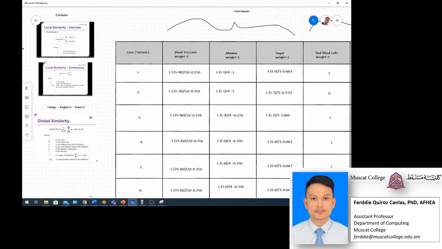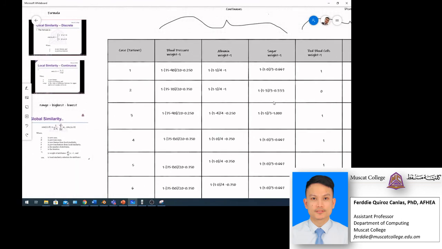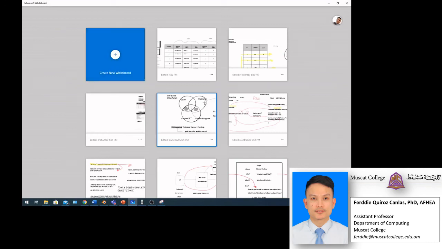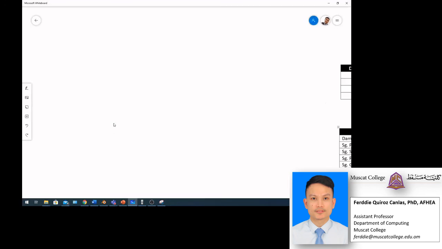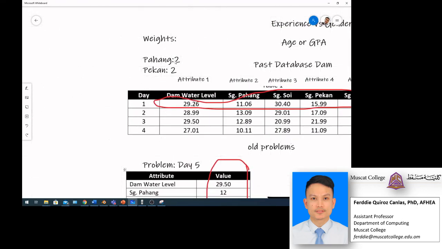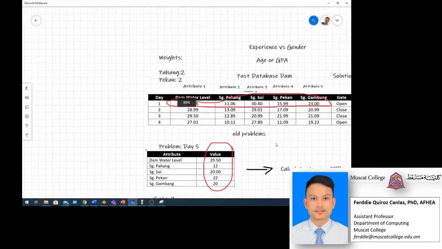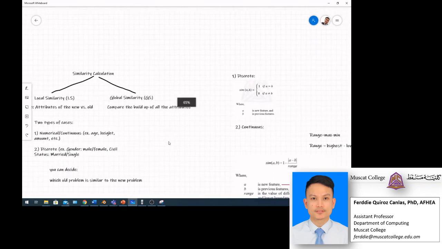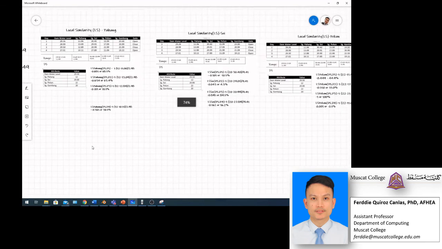But in some cases, like the dam example from the last meeting, some of the columns have higher weights. I think it's Pahang, and what's the other dam, if you remember from the last example. Let me just revisit it. We still have it. Okay, so in this example, if you will notice, Pahang and Pekan have 2. So that's why we have to do the calculation in such a way. Pahang and Pekan should have 2 in the weights.